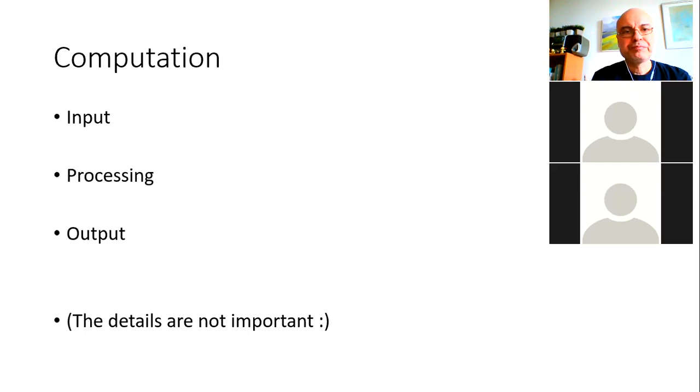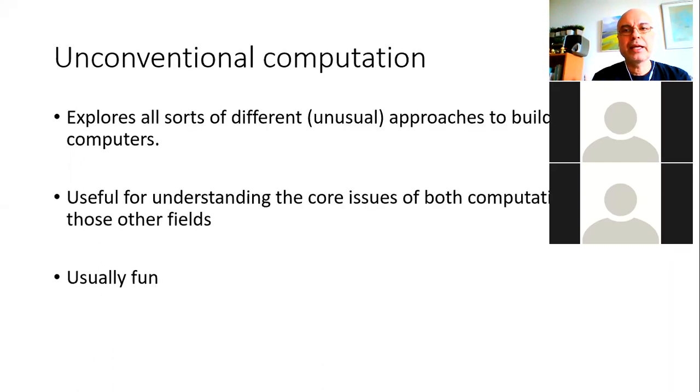Now, what do we have in particular about unconventional computation? What does unconventional computation mean? Well, it is the study and exploration of all kinds of different and usually unusual, usually funny approaches to building computers. And usually they, as the examples will show, explore strange implications of the laws of physics.